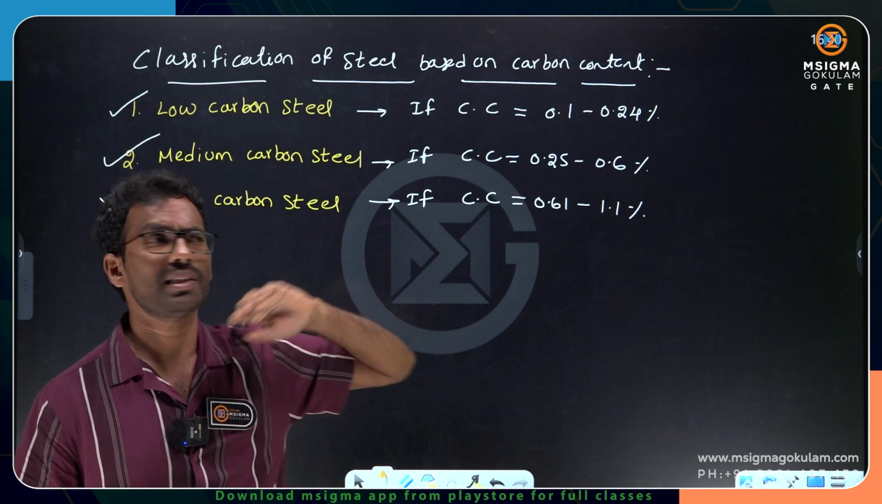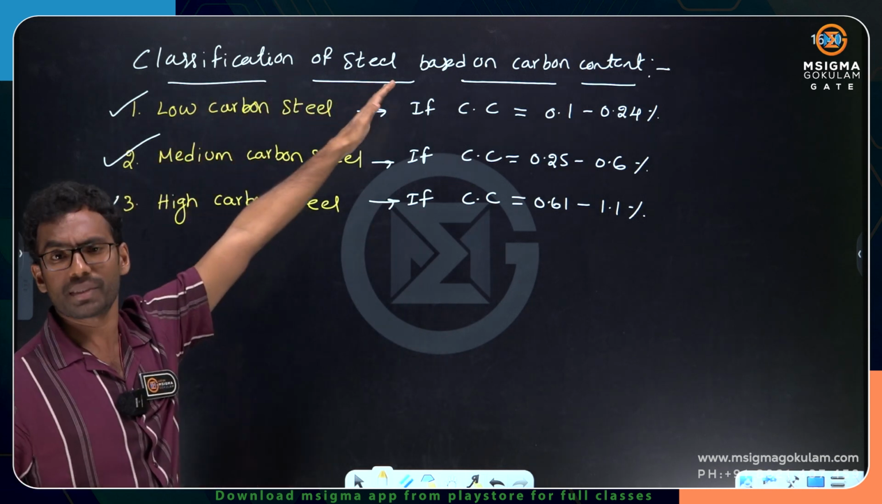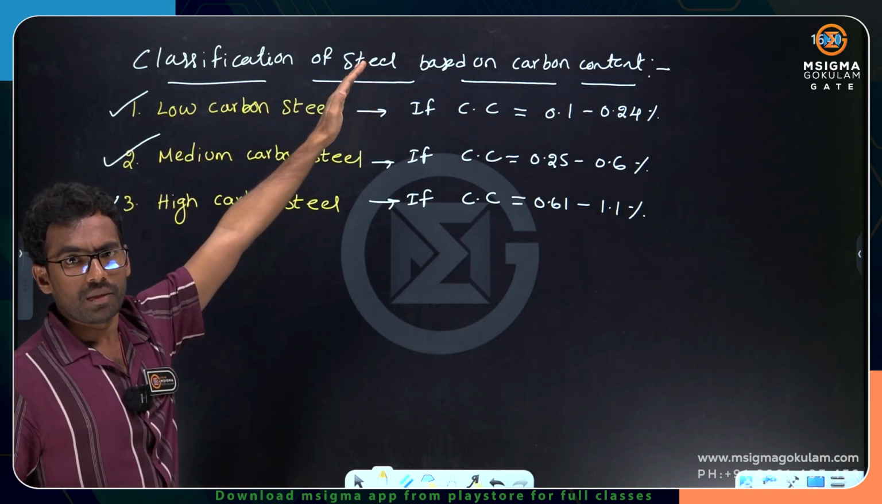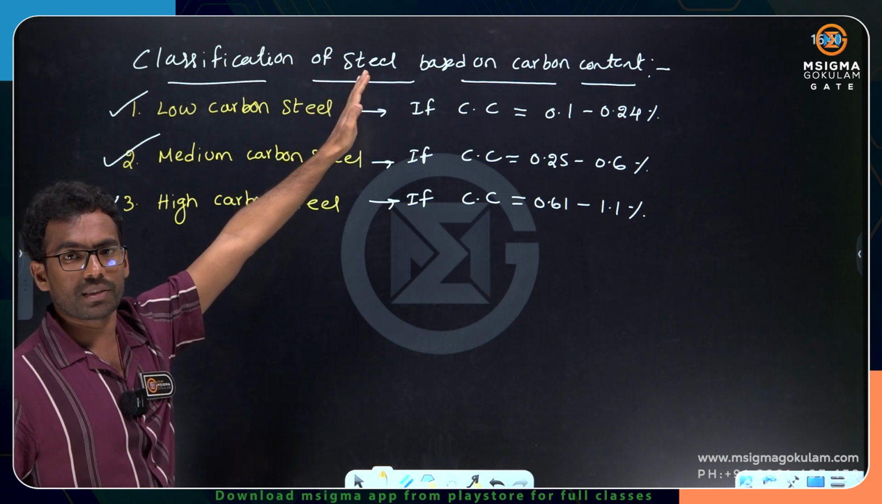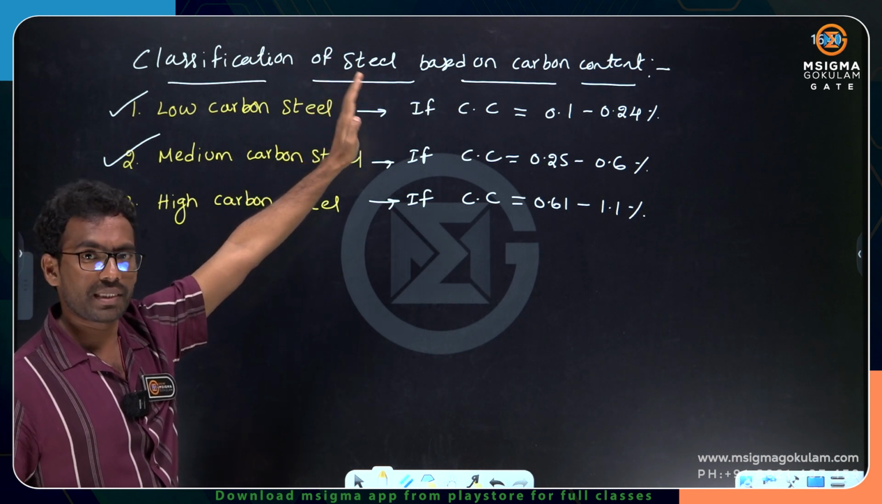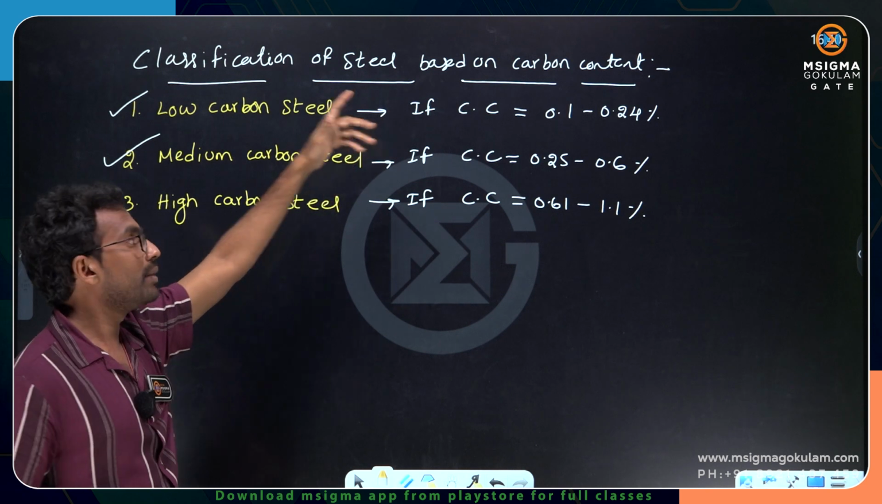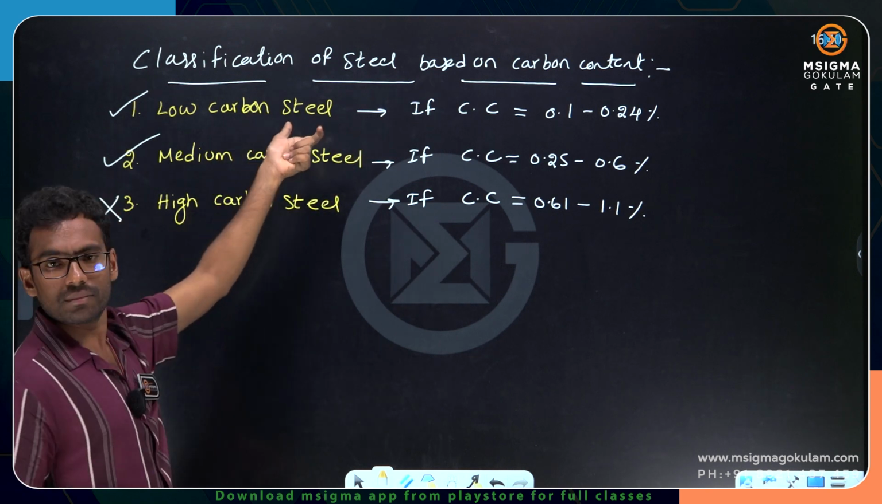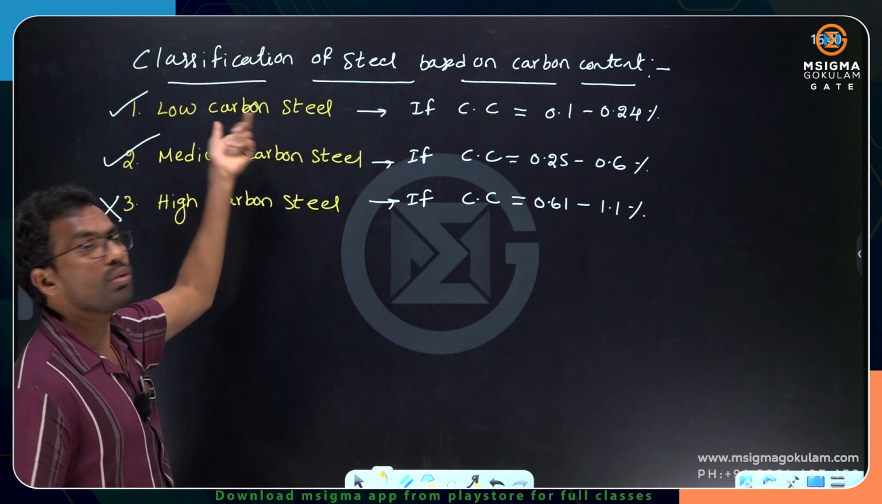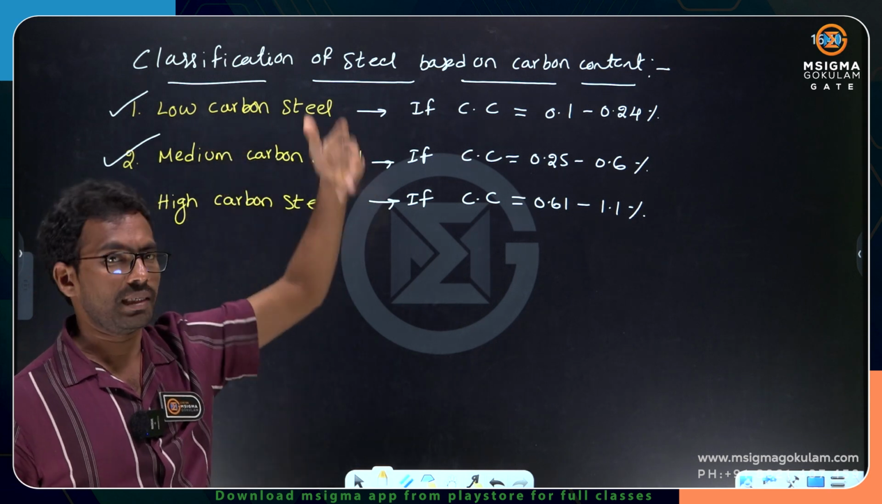And most of the structural steel which you use for steel structure construction, we are basically using structural steel. That structural steel, mostly, not all of them, but mostly, comes under low carbon steel. That means they are highly ductile.